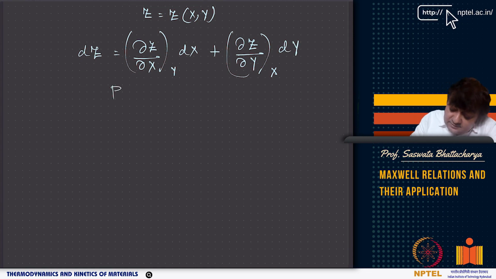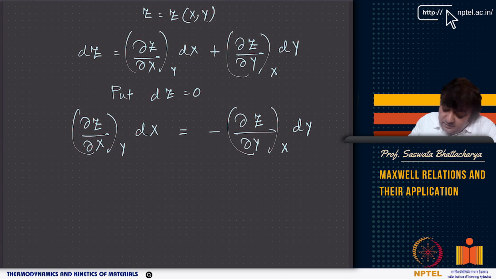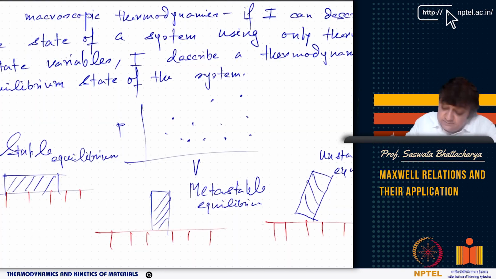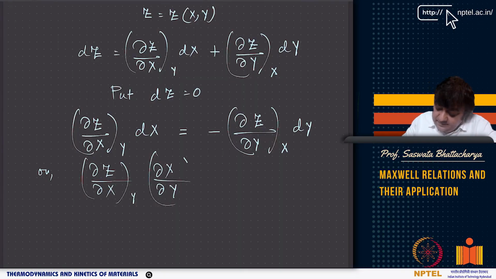Now put dz equal to 0. So what you get is del z del x at constant y, dx equal to minus del z del y at constant x, dy, or you can write del z del x y, and del x del y. So del z del x y, del x del y.